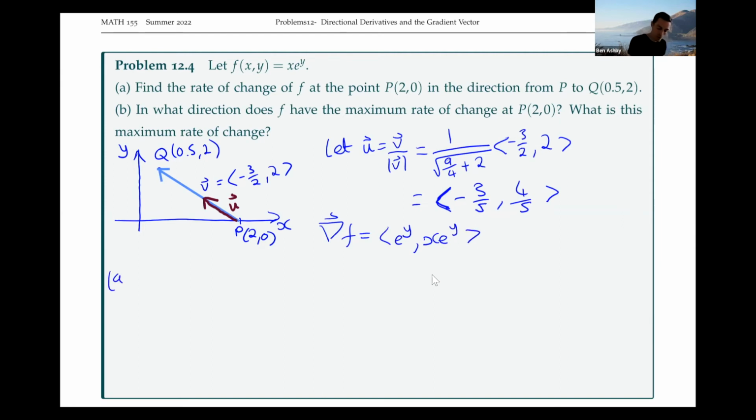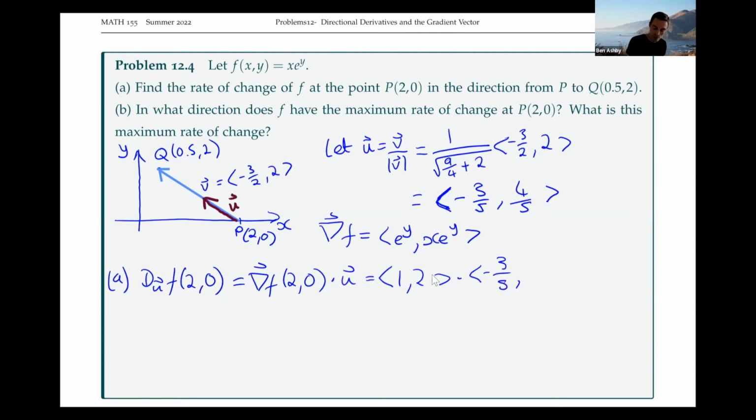So now we've got those components, we can work out part A, which is finding our directional derivative in the direction of u of our function at the point P, which is (2, 0). So we have our grad of f at (2, 0). So just substituting (2, 0) into what we found up here, this gradient here, and then dotting that with our unit vector u, which we found above. So that's just (1, 2) dotted with (-3/5, 4/5), which is equal to -3/5 plus 8/5, which is equal to 1.